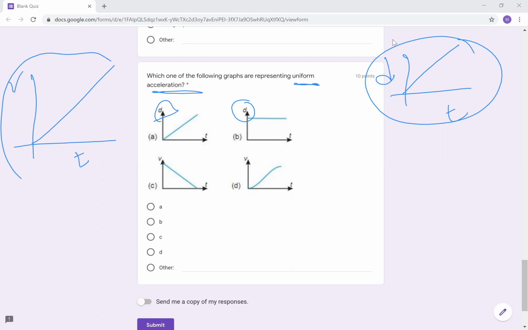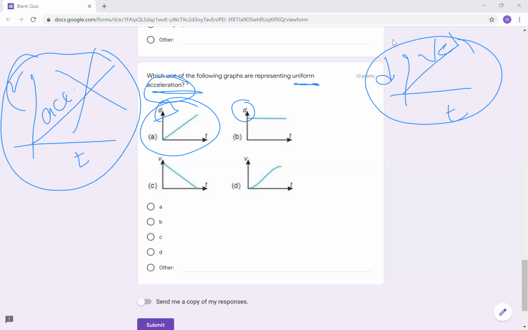So both of these graphs are looking the same, but there's a huge difference between them. This line is basically showing the acceleration, whereas this line is representing the velocity. They are not asking us for the velocity, they are asking us for the acceleration part. So this looks like a graph which is uniform velocity, but they are asking for the uniform acceleration. So we can't choose this graph right now, because this graph can't be right then.